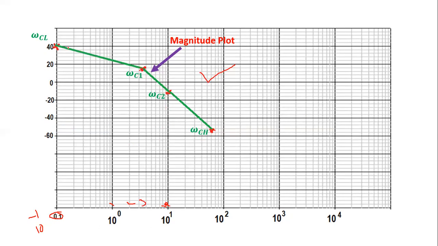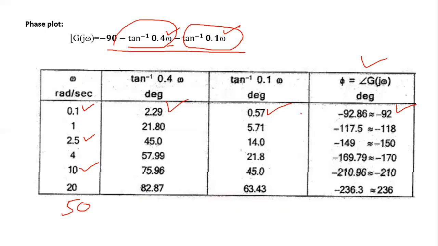We join two points with a scale and just represent omega C1, that is the lower corner frequency, omega C2, and omega H, the higher corner frequencies. So this is the magnitude plot. And once the magnitude plot is over, next we need to check the phase plot. Already the phase angle table is there. Here, what about the omega values and the phase angle?